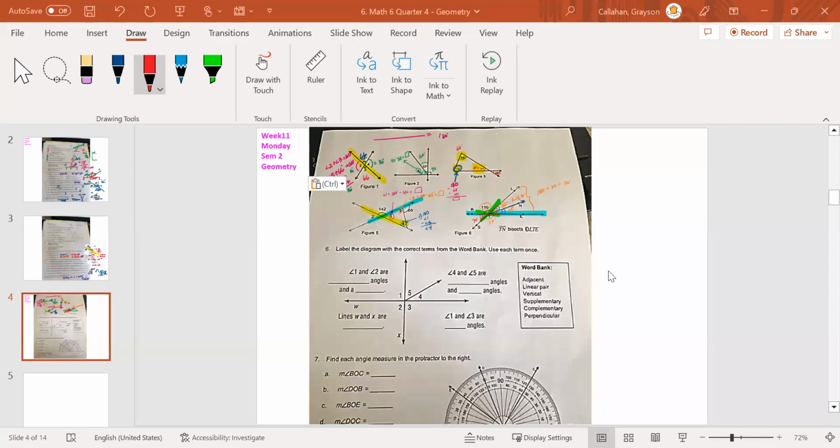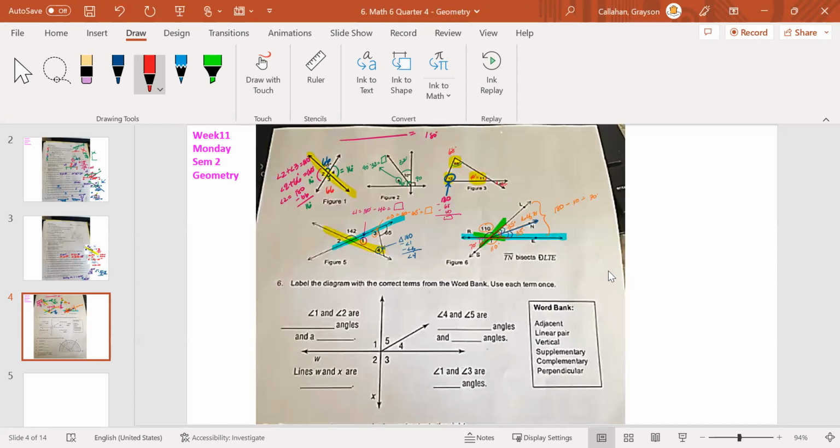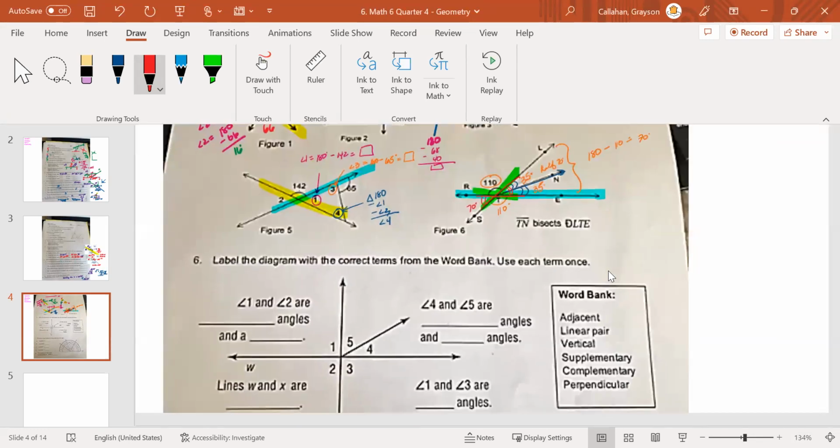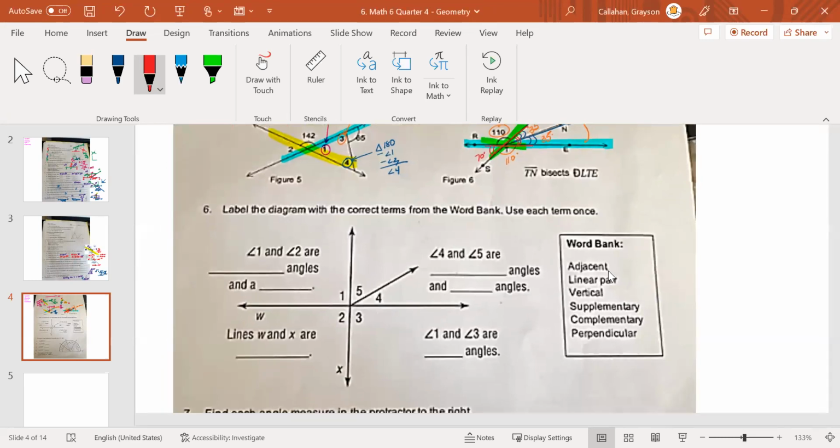Okay, so this is part 2 of week 11, Monday, semester 2 for geometry. So Grayson, you're going to take a look at this right here. And this is label the diagram with the correct terms from the word bank. So here is your word bank.